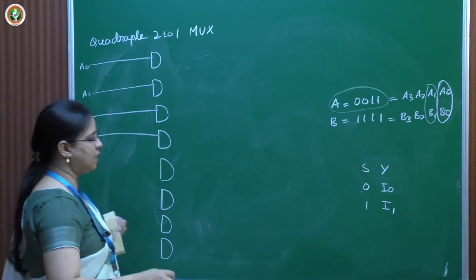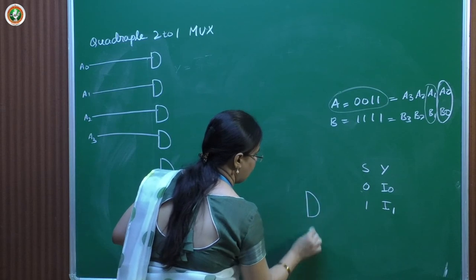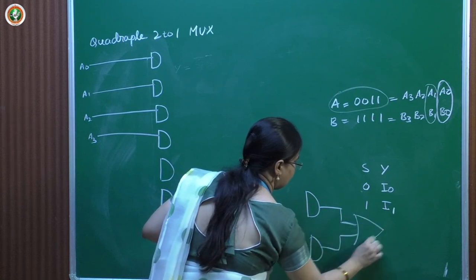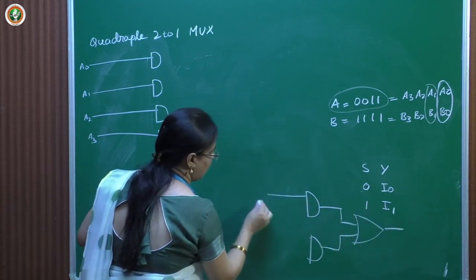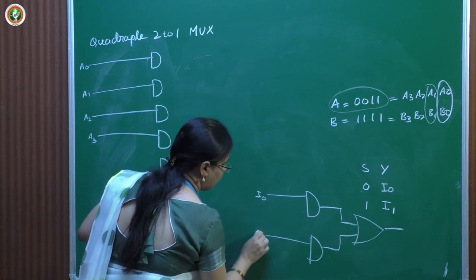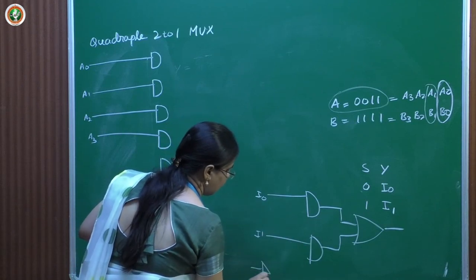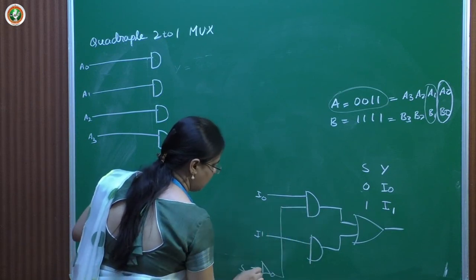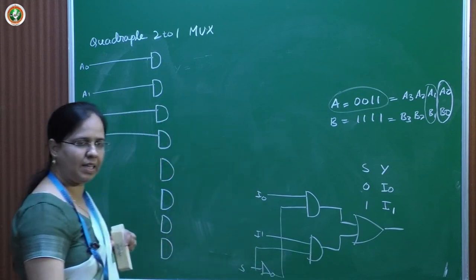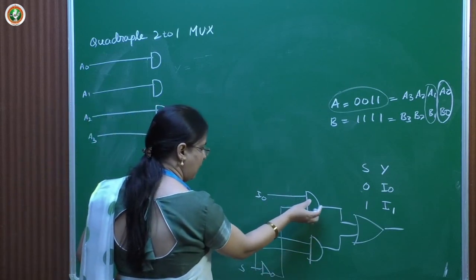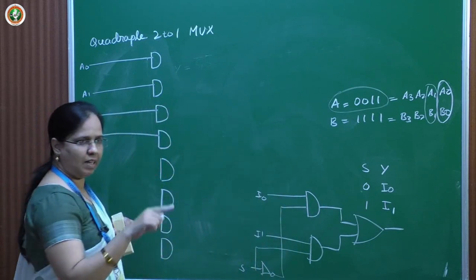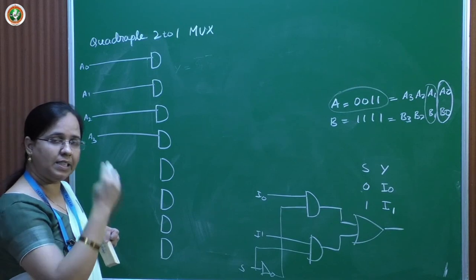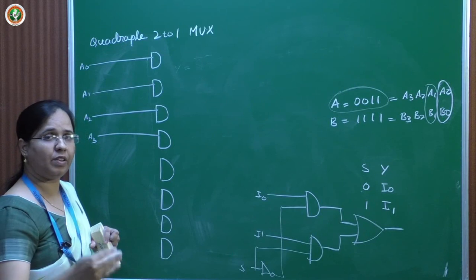So if you remember the design of our 2-to-1 mux, we had 2 AND gates followed by 1 OR gate. For the first AND gate, one data input, second AND gate, one more data input, and then we had a select input S. So that was connected to the first one and S is connected to the second one. That means for one AND gate, one input is data input and the second input is select input. First let us decide the data inputs for each AND gate, then we will talk about the select inputs.